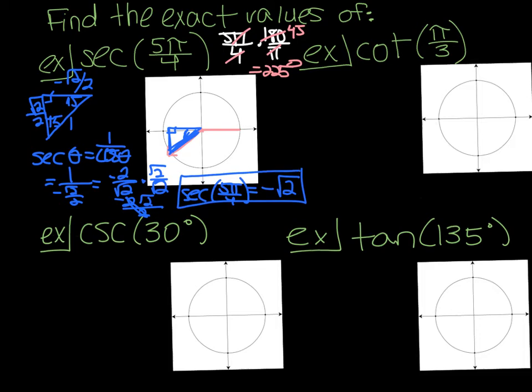Looking at the cotangent example, again, I'm just going to change those radians into degrees just so it's easier for you to sketch on your unit circle. So pi over 3 times 180 over pi. The pi values cancel. 3 can cross cancel with 180. It gives you a 60. 60 times 1 is just 60, so this is 60 degrees. So I'm going to sketch my 60-degree angle.